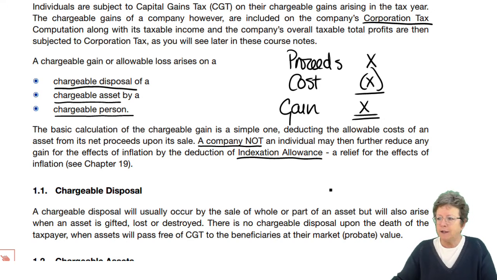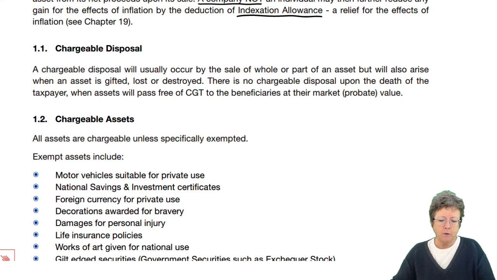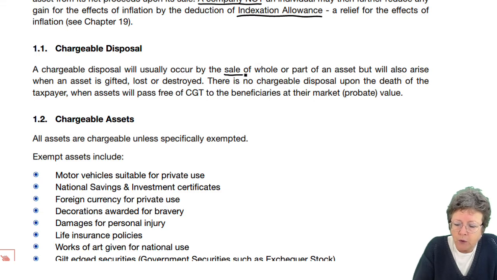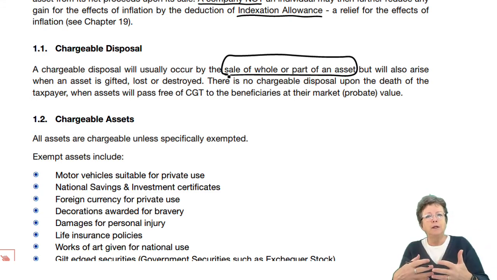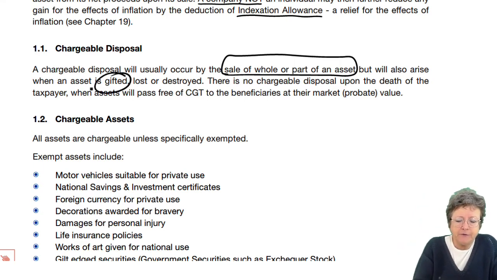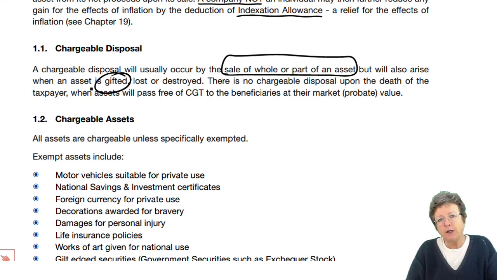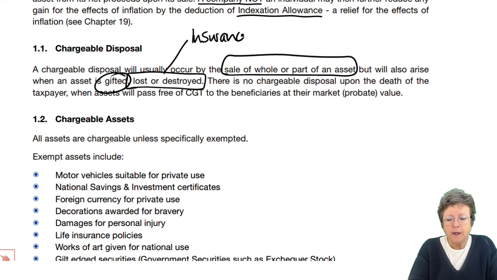So let's look at these 3 things in a little bit more detail. What is a chargeable disposal? It's either the sale of whole or part of an asset. If it's the whole asset, you will be given the proceeds. If it's part of an asset, you will be given the proceeds, but then you have to apply a rule in order to work out what part of it has been sold. Also, assets can be gifted during lifetime, and that can give rise to a capital gain. It may also be lost or destroyed, in which case there will be insurance proceeds. And again, more rules as to how you will deal with that.